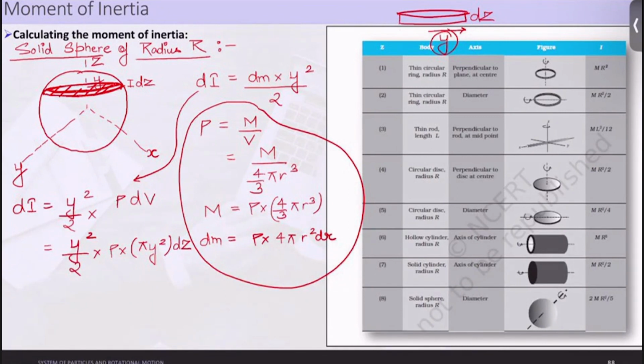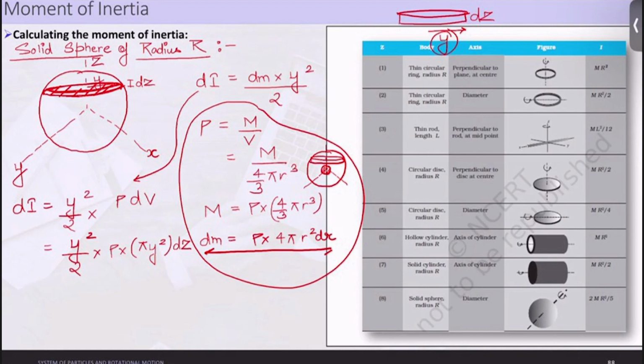If you can understand why I'm not using this on your own, that is very nice. But let me explain why this dm is not the same as the thing we just calculated on the left hand side. On the right hand side, we did rho equals mass by volume, which is m by 4 by 3 pi r cube, right? Let us suppose this is the complete sphere. This dm is for a very, very small volume of the sphere. This is not for this dm. I hope this is clear to you now.